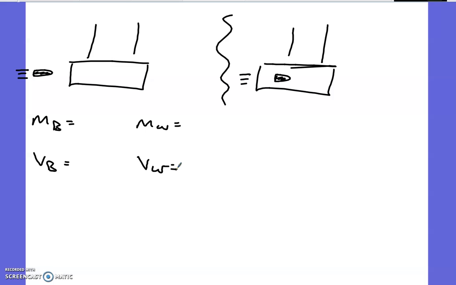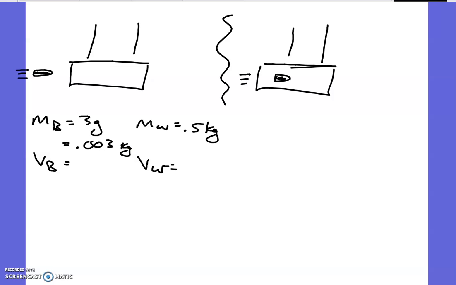Now, we know that the mass of the bullet is 3 grams, and the mass of the wood is 0.5 kilograms. And the problem is that the units don't match up. In order to do these problems, we have to have the units be the same. Typically, in physics we go to kilograms instead of grams. So we're going to convert from 3 grams to kilograms by dividing by 1,000. Okay, so it's 0.003 kilograms.